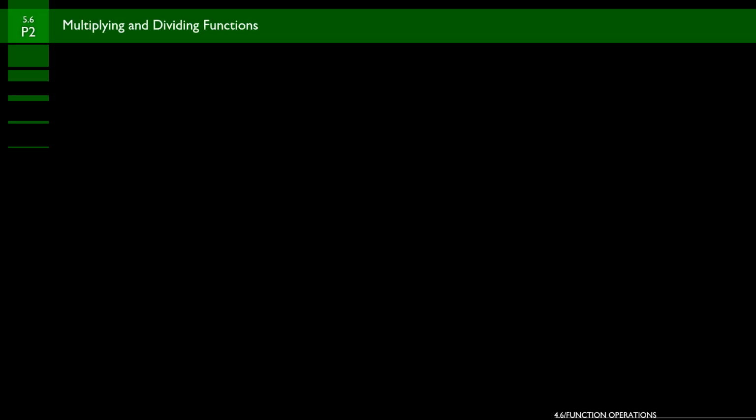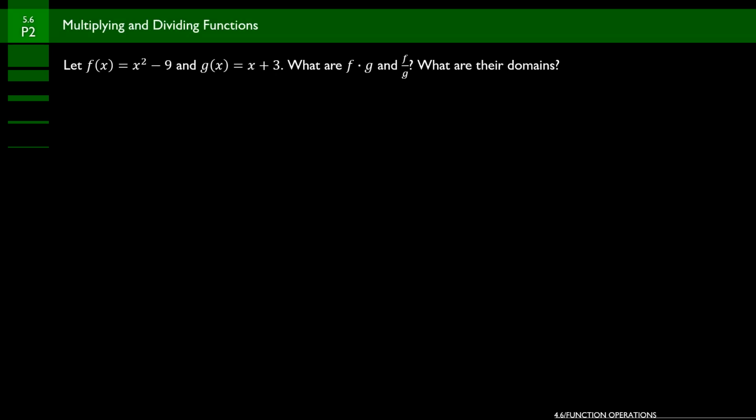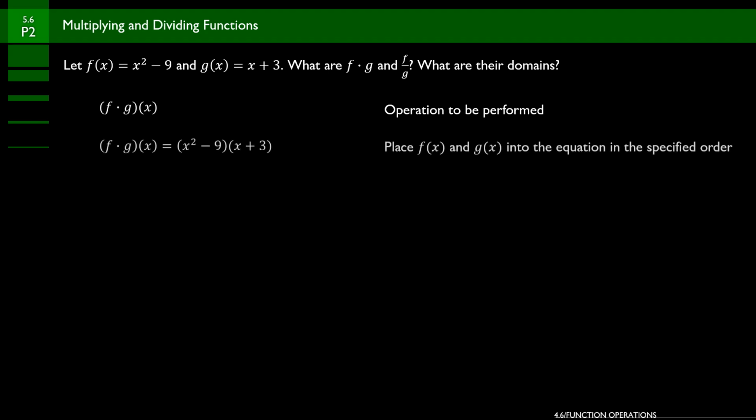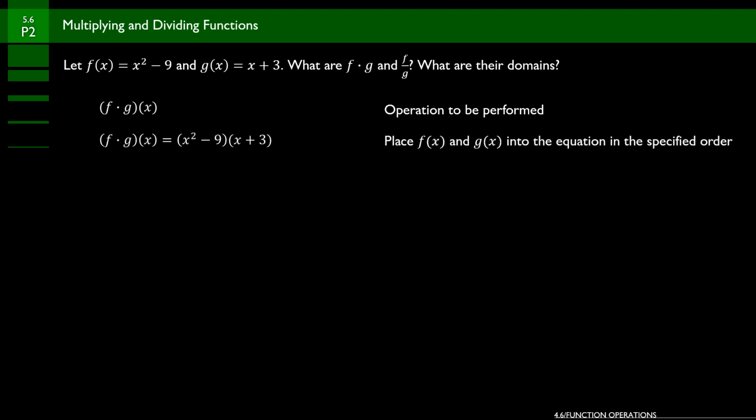In problem number 2, we're going to look at multiplying and dividing. So this time we've got f times g of x, with f of x equal to x squared minus 9, and g of x equal to x plus 3. So just like we did with addition and subtraction, we're going to work left to right, start with f of x. F of x is x squared minus 9, so we've got a quantity, and we're multiplying it against another quantity. So we get x squared minus 9 times x plus 3.